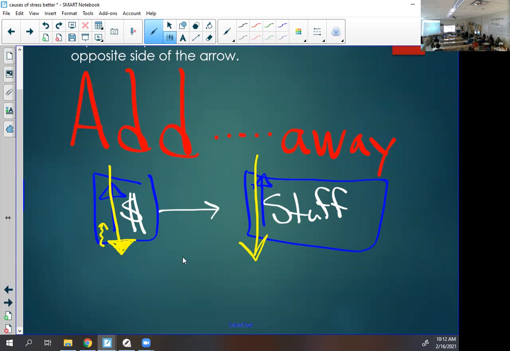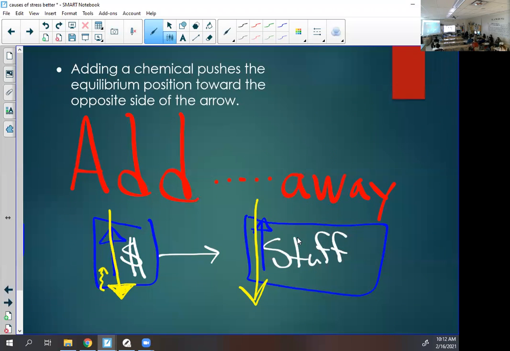Okay? Chemistry is the same. If I add stuff, I get more of the other side of the arrow.